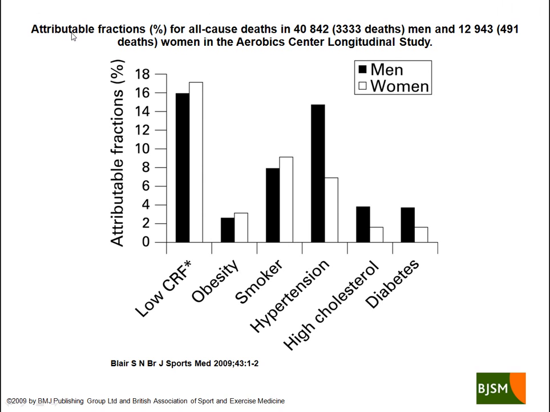Let's look at some studies now. If we look here at attributable fractions for all-cause deaths in some 41,000 men and 12 to 13,000 women in an aerobic center longitudinal study, here we have men with the black bars and women in the white bars in terms of fractions of attributable deaths, and here on the x-axis we have low cardiorespiratory function versus obesity, smoking, high blood pressure, high cholesterol, and diabetes. We can see that although obesity on its own is a risk factor, a low cardiorespiratory function is a much greater risk factor for death, for whatever reason the cardiorespiratory function is low.